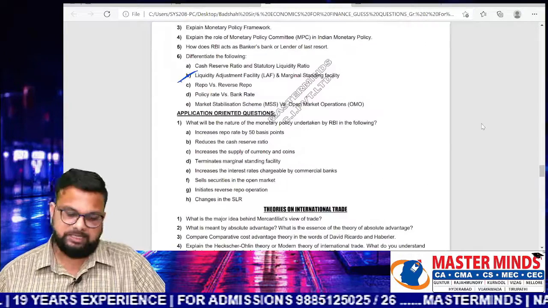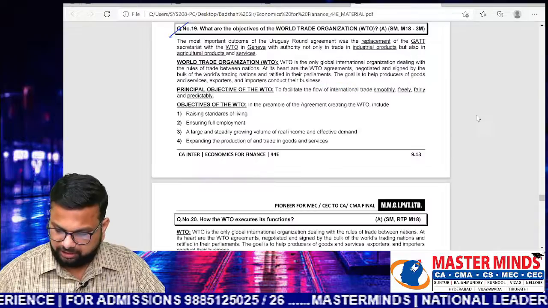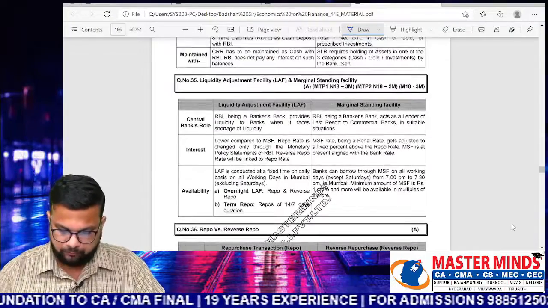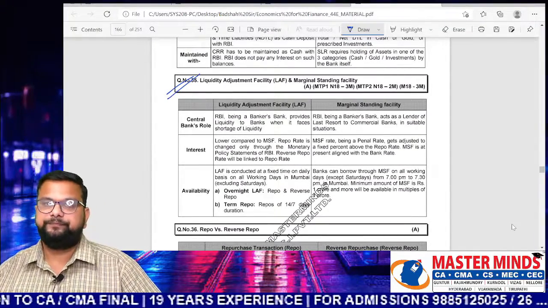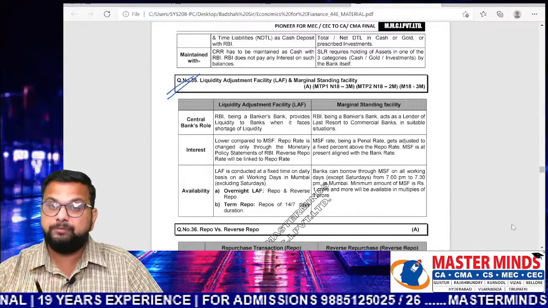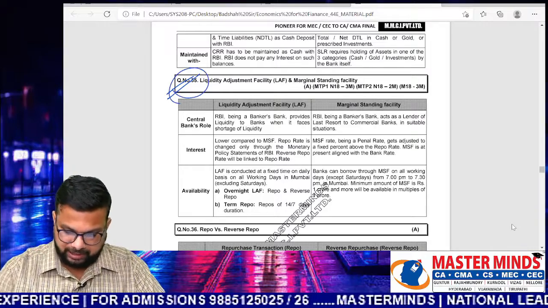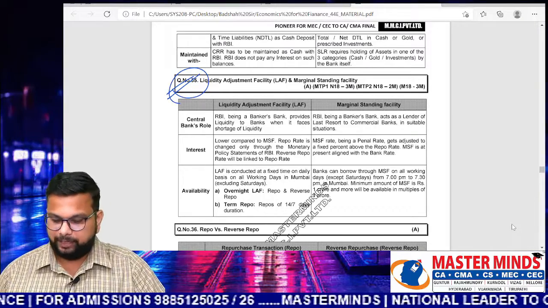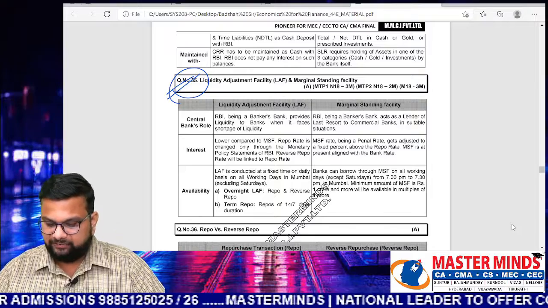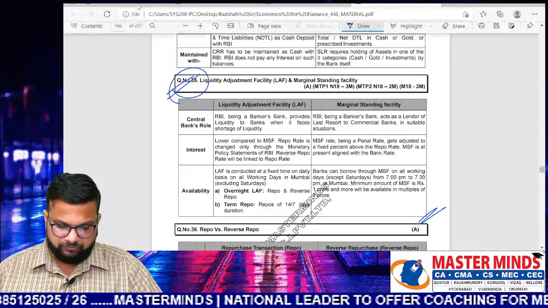Page number 7, question 6B from our guess questions. And when it comes to our Masterminds material, page number 7.14, question number 35. At the end of each chapter, Nana, we have framed certain questions as differences. So this question is directly taken from that part. So differences between LAF and MSF. If you write the same in the examination, then it will be very good for us.